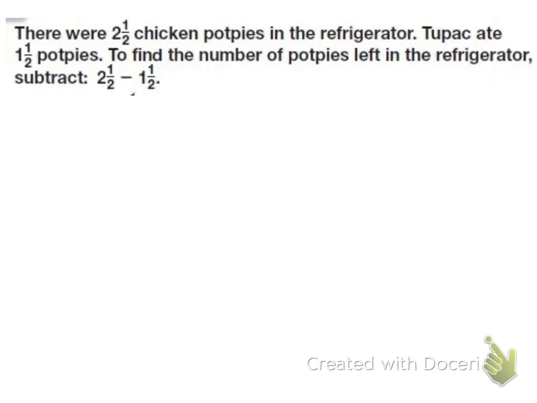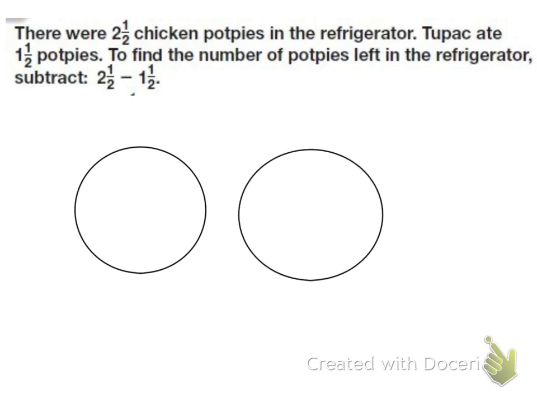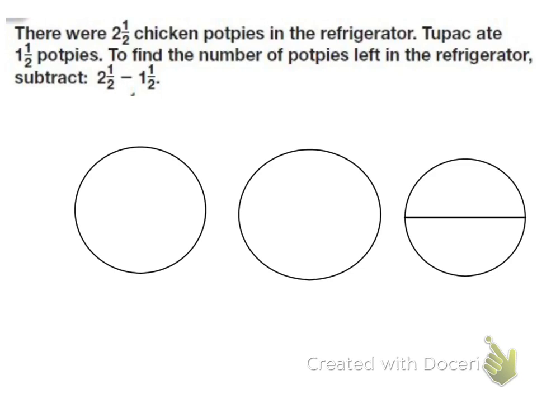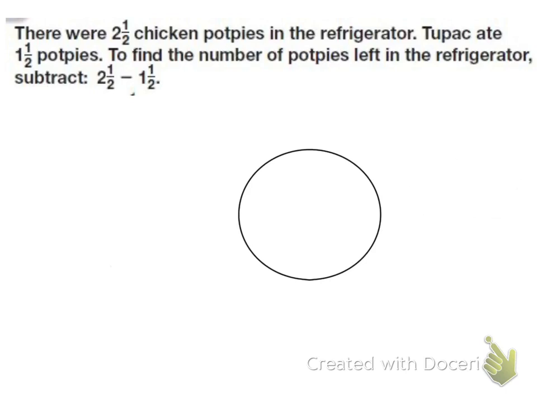Okay, the next problem, there were 2 1/2 pot pies in the refrigerator. Zapek ate 1 1/2 pot pie. To find the number of pot pies left in the refrigerator, subtract 2 1/2 minus 1 1/2. So I do this by first starting off with 2 1/2 circles. There we go. 2 1/2. Okay, and then we take away 1 1/2. So we take away 1 whole circle and then half of a circle. So what do I have left? Well, I have 1 pie left. So 2 1/2 minus 1 1/2 equals 1.